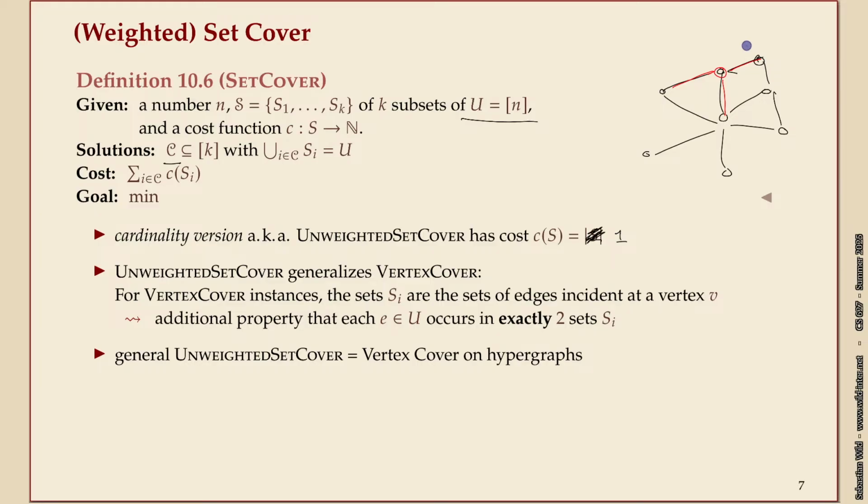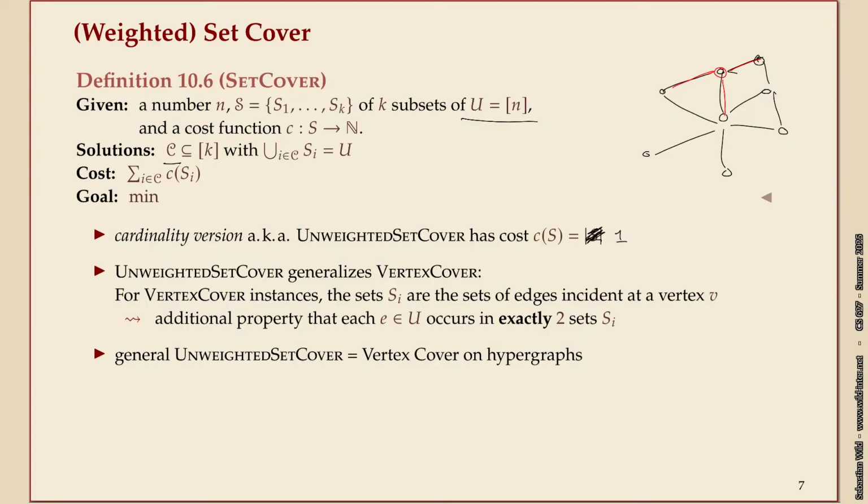So if you have a vertex cover instance, it is a set cover instance, but it's a special set cover instance, namely every edge occurs in exactly the sets of its 2 endpoints. So it's not a completely general set cover instance, but one where every element of the universe occurs in exactly 2 sets. And we normally think of vertex cover as being unweighted, so we just count how many vertices we have to pick. But of course, you could define a weighted version of vertex cover.